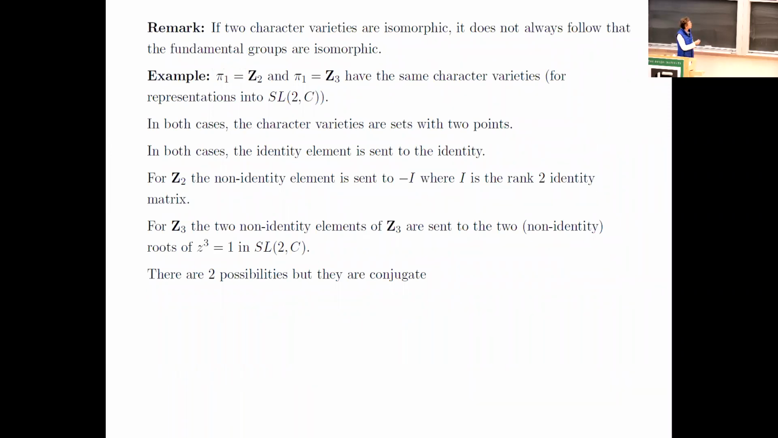I should say that if two character varieties are isomorphic, it doesn't automatically follow that the fundamental groups are isomorphic. A simple example is one group is Z2 and the other is Z3. Both of these have the same character varieties as representations into SL2C. In both cases, the character varieties are sets with 2 points. In both cases, of course, the identity is sent to the identity. For Z2, the non-identity element is sent to minus the identity matrix. For Z3, the two non-identity elements are sent to 2 roots of z cubed equals 1 in SL2C. There are 2 possibilities, but they are conjugate. So up to conjugation, there's only one possibility that is not the identity.